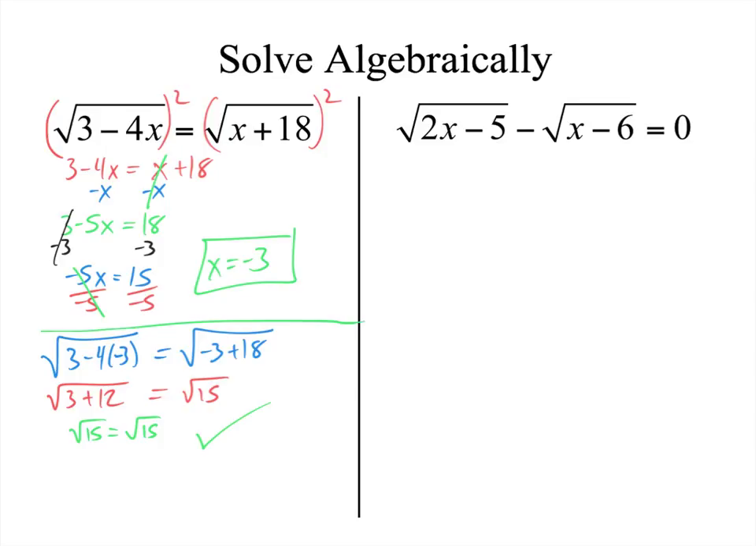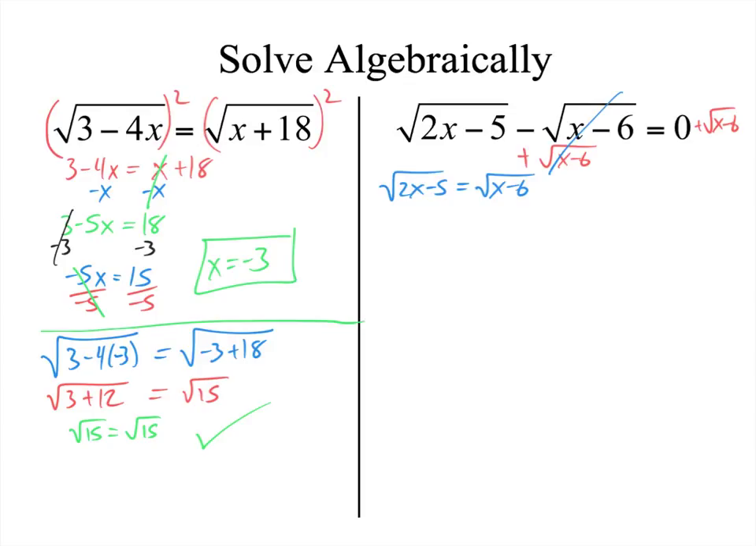All right, on this next one, we can't square both sides because if I square this, it's going to be a big, huge mess. So what I can do is move this over to the other side. Watch this. I'm going to add the square root of x minus 6 to both sides. That would cancel that out, leaving me the square root of 2x minus 5 equals the square root of x minus 6. Now, it looks almost identical to this one.